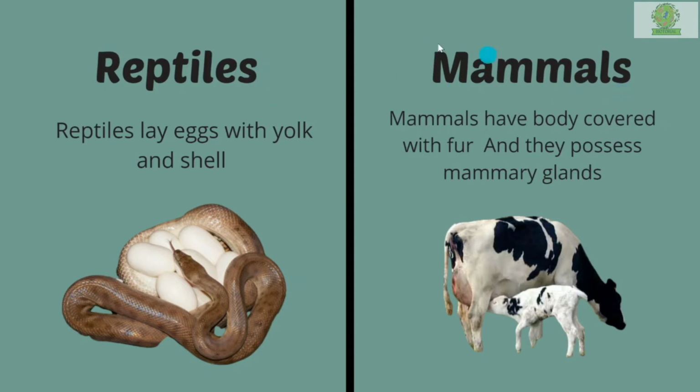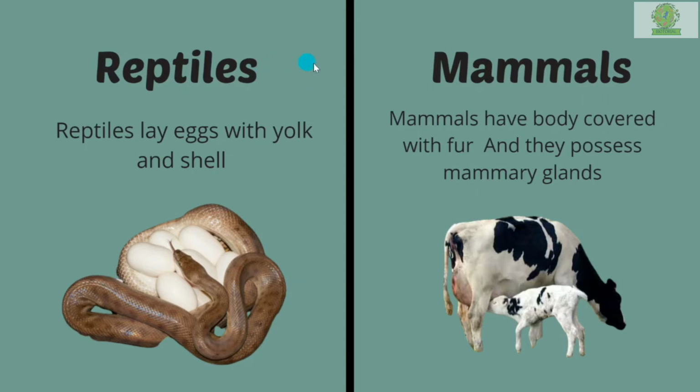So we have these two groups, and we know that reptiles lay eggs with yolk and shell. This is one of the characteristics of reptiles. Mammals have a body covered with fur, and they also possess mammary glands to nourish their young. Now reptiles evolved and mammals came into existence. The group of mammals came into existence later.